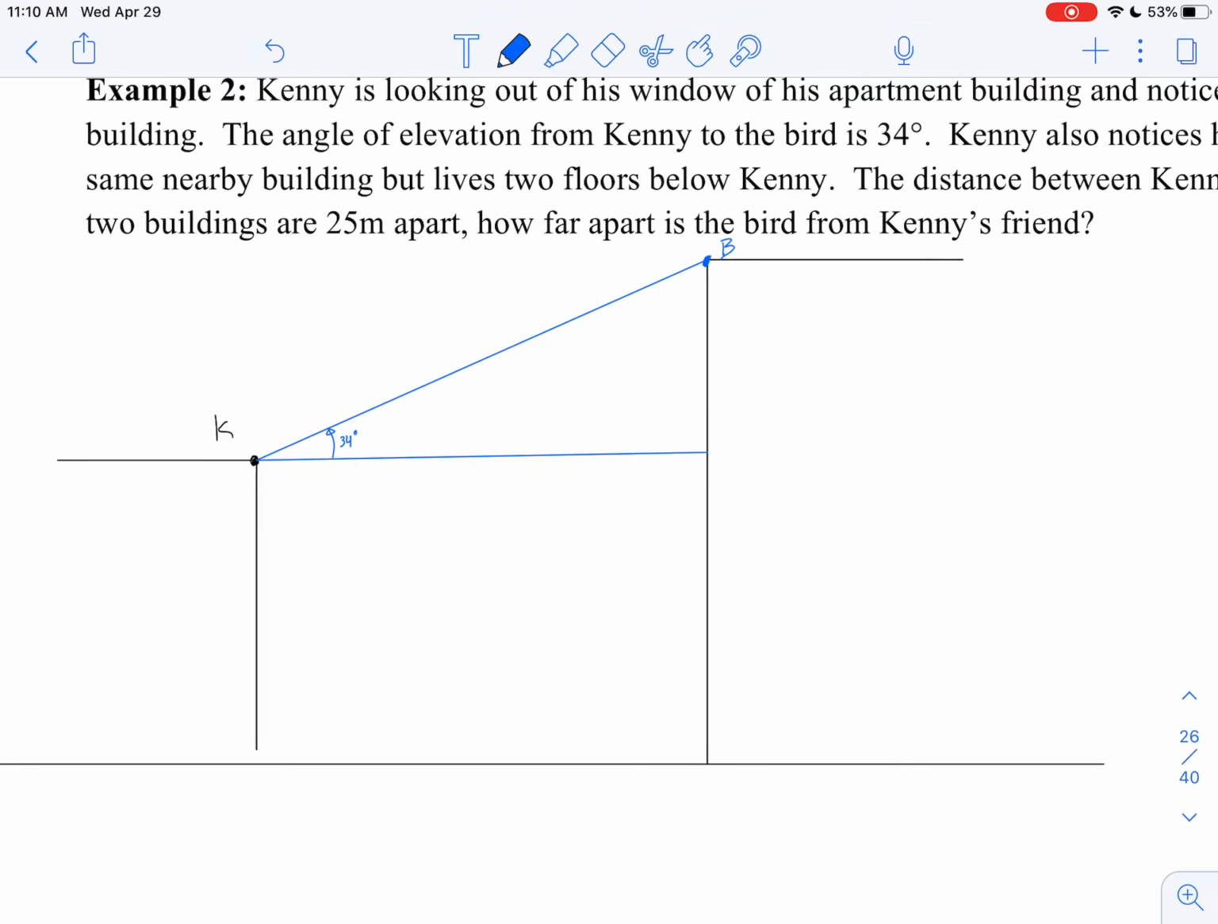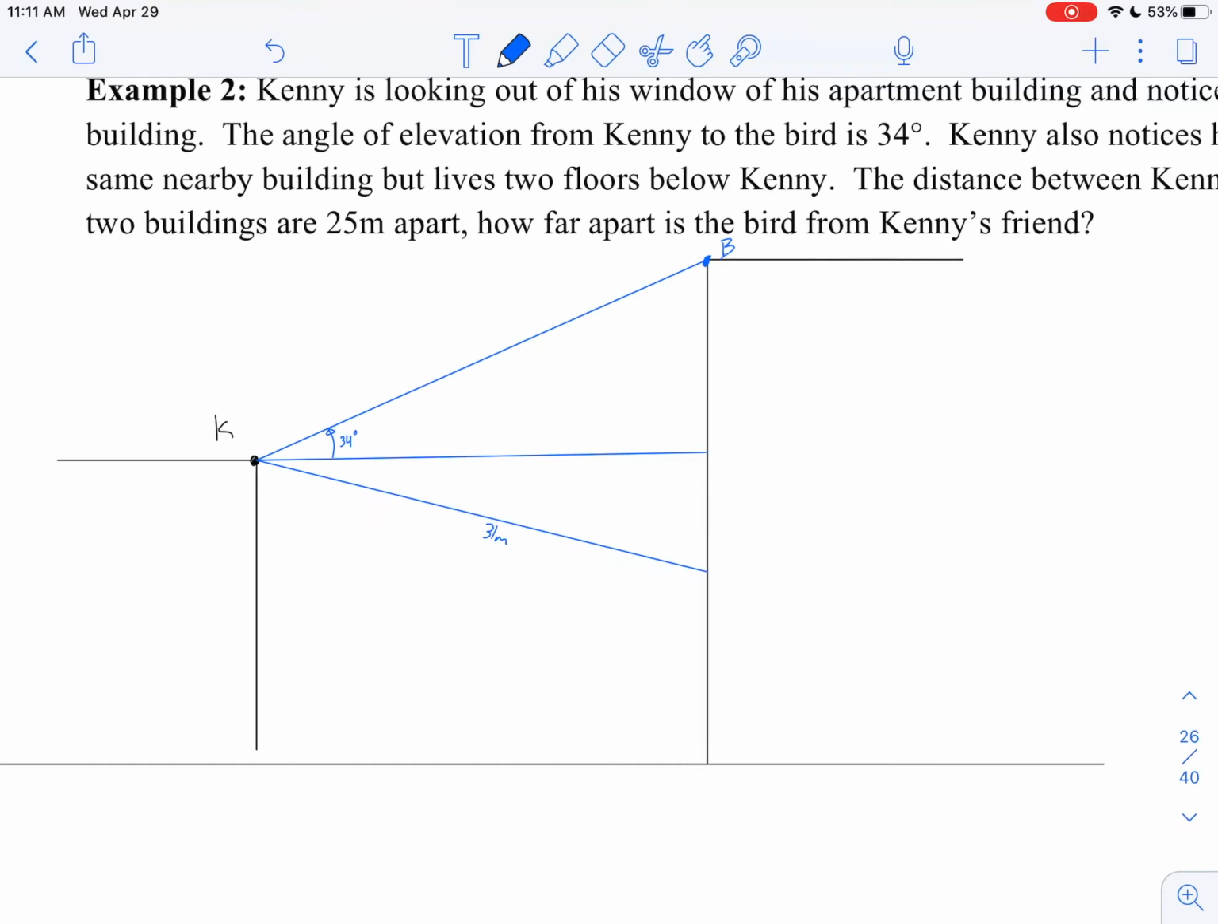And then Kenny also notices a friend waving to him in the same nearby building that lives 2 floors below Kenny. The distance between Kenny and his friend is 31 meters. So we don't know what that angle of depression is, but it's 2 floors below Kenny. I don't know, maybe something like this here. And they are telling us that the physical distance, that hypotenuse, the distance between Kenny and his friend is 31 meters. So I can label the length of this line 31 meters.